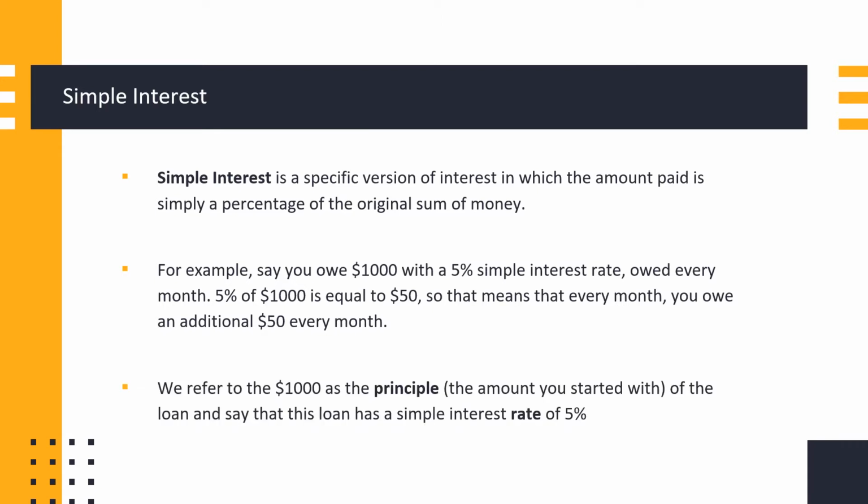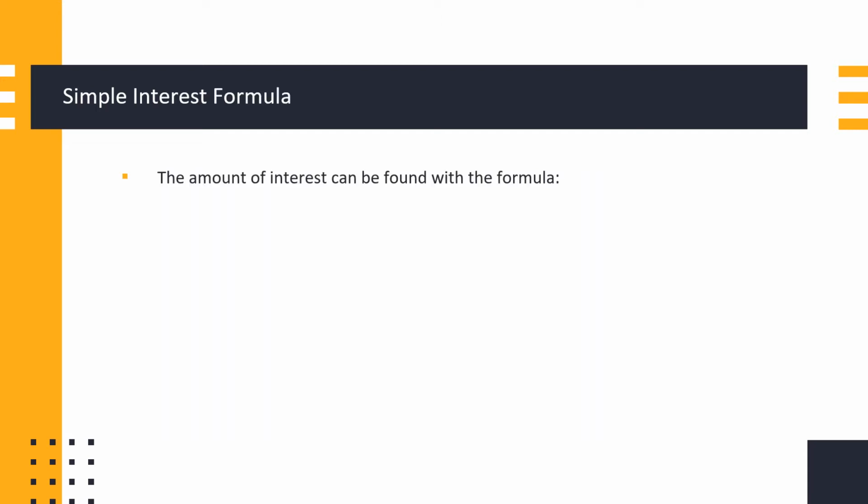In this case, we'd refer to the $1,000 as the principal, which just means the starting amount, and we say that the loan has a rate of 5%. These terms are specific not just to interest, but in finance in general. There's a formula for computing interest. In this case, we can just say it's principal times rate times time.